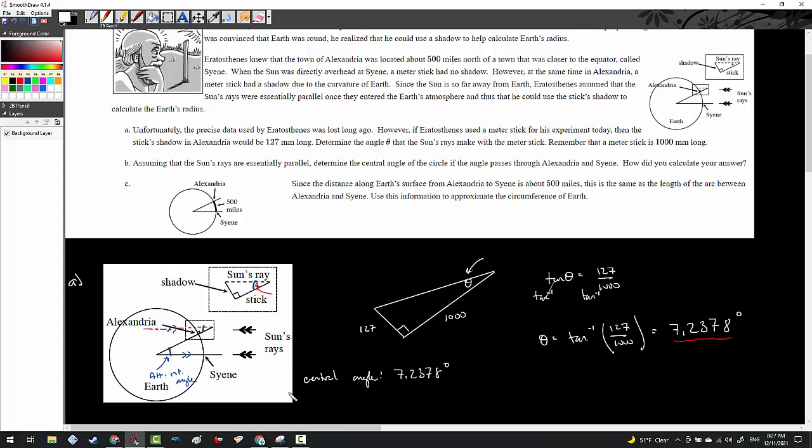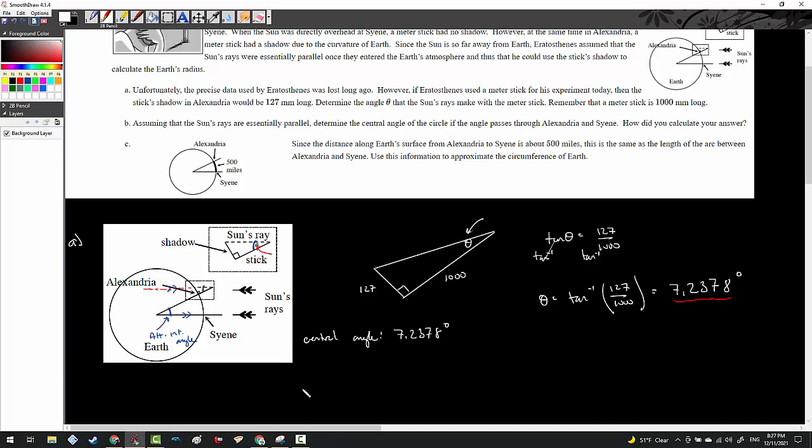Very cool. So how does this help us? Well, it says since the distance along the Earth's surface from Alexandria to Syene is 500 miles, this is the same as the length of the arc between Alexandria and Syene. So what they're telling us is that this value here that I'm highlighting in purple is going to be 500. And it says, use this information to approximate the circumference of the Earth.